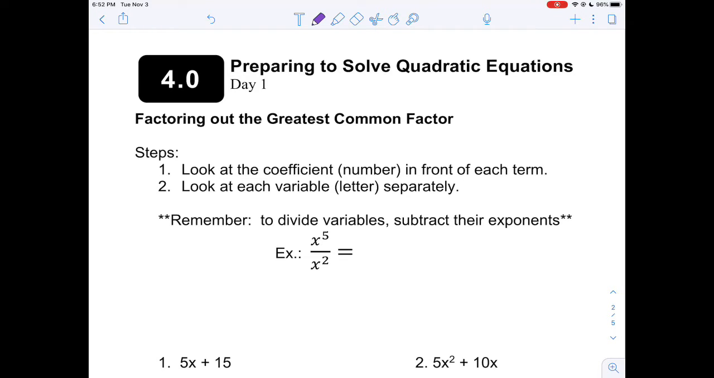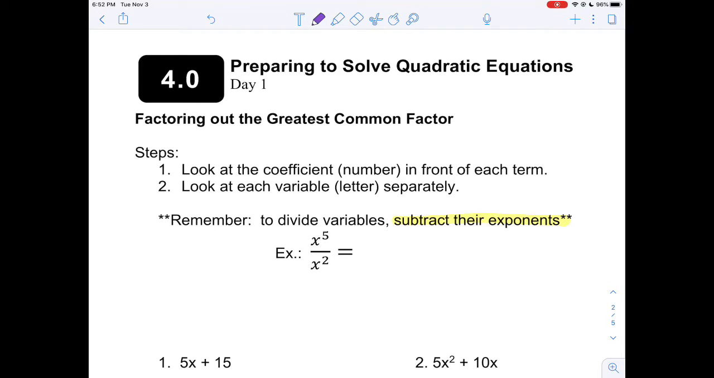And the steps to do that are to look at the coefficient, or the number in front of each term, and find the greatest common factor for those. And then secondly, look at each variable or letter separately and see if there is a greatest common factor between those as well. There is one thing that you need to remember about exponent rules, and that is when you divide variables that have exponents, you subtract their exponents.